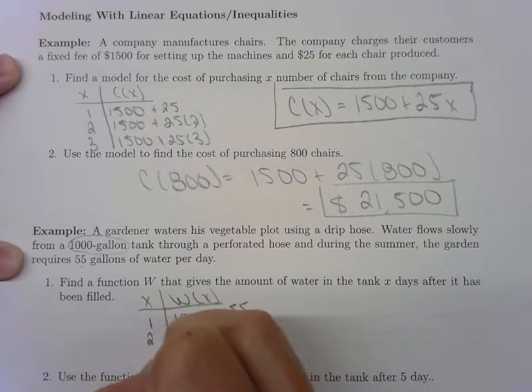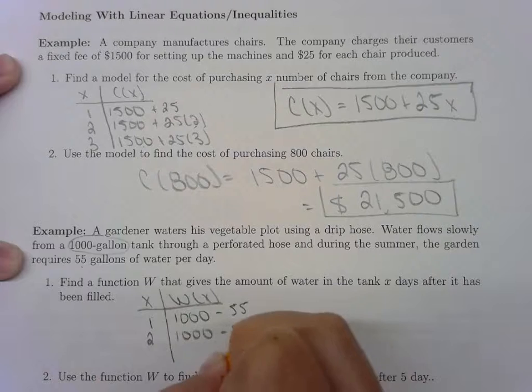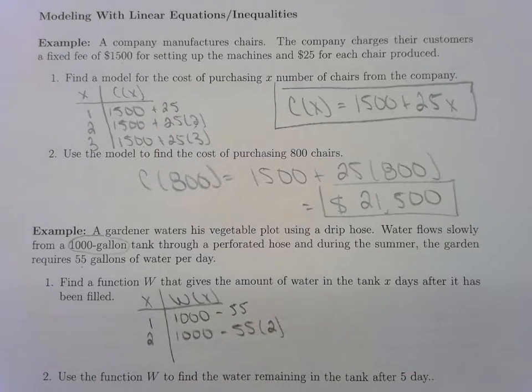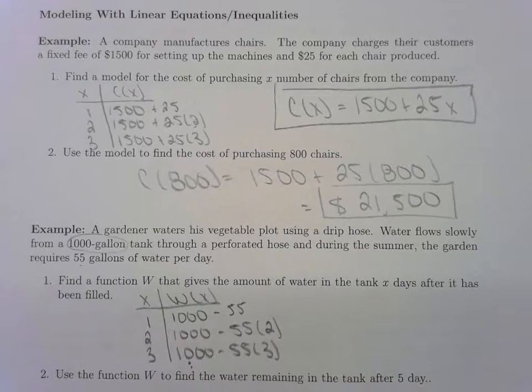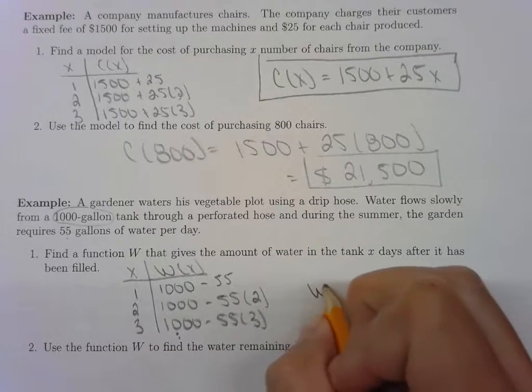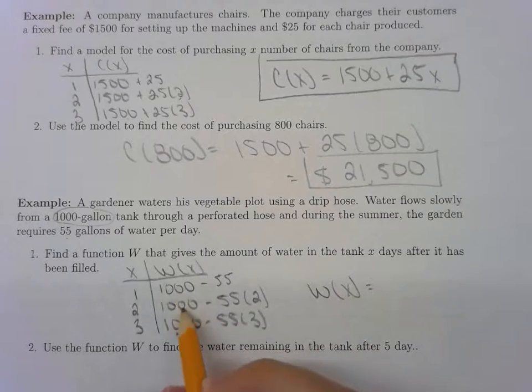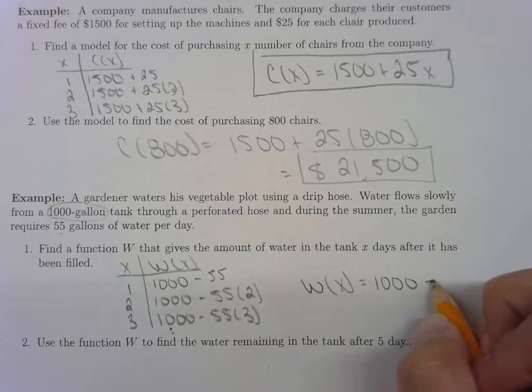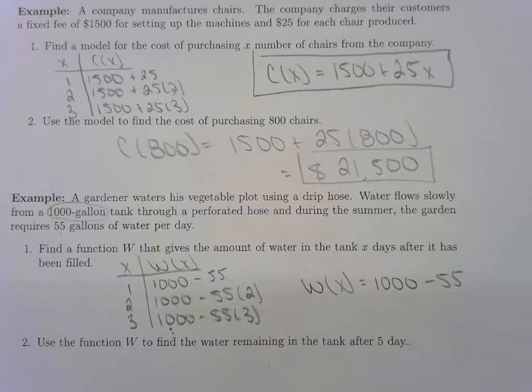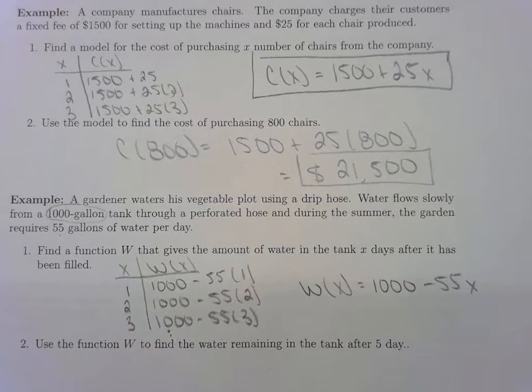Okay, after 2 days, you start with 1,000, and you would be losing 55 times 2. Yeah, this is gallons of water. After 3 days, you would be losing 55 times 3 gallons. Okay, and we could keep doing this. Again, you can probably see the pattern here. 1,000 isn't changing, so that's a constant. The 55, or negative 55, wasn't changing, so we'll leave that alone. You can see the only number that's changing here is the x, and that depends on what the x is.